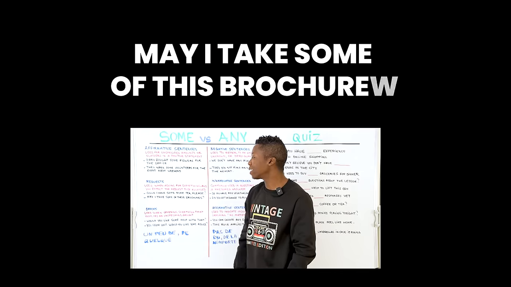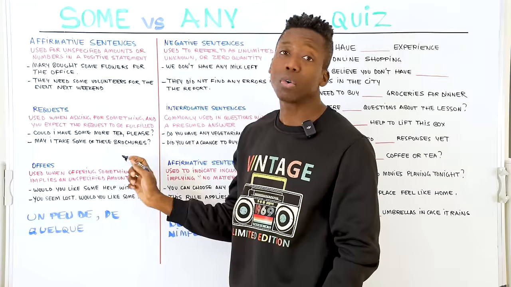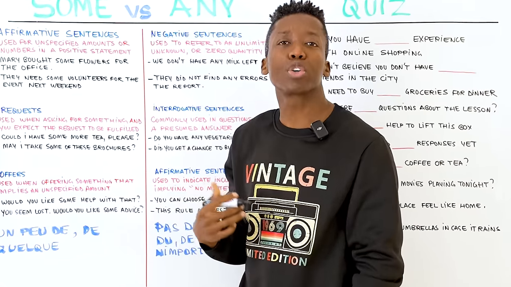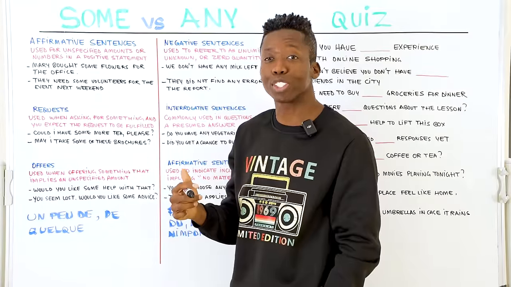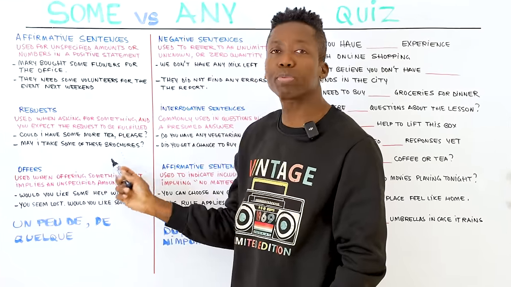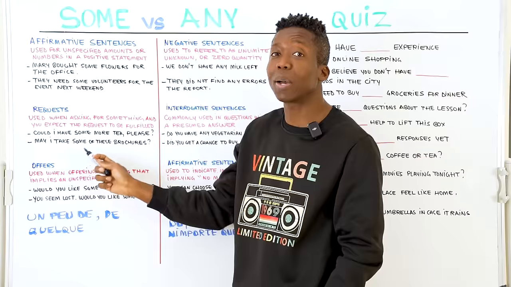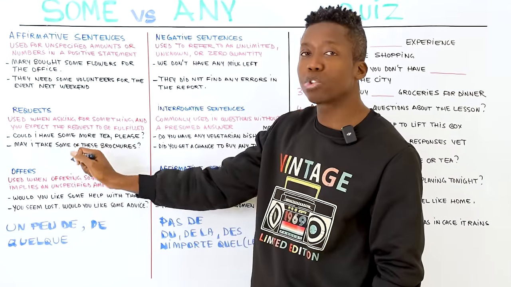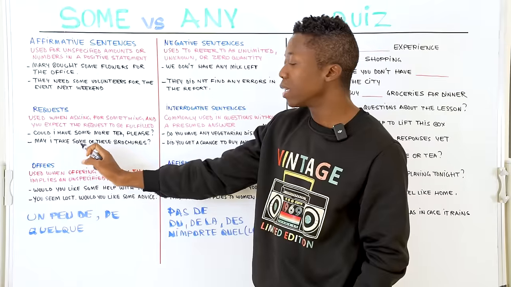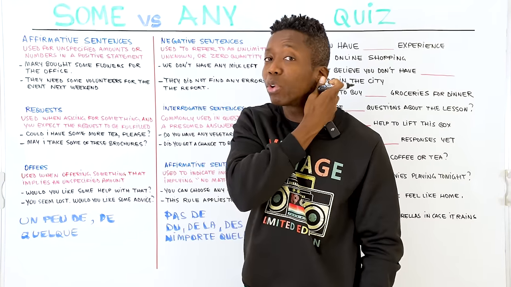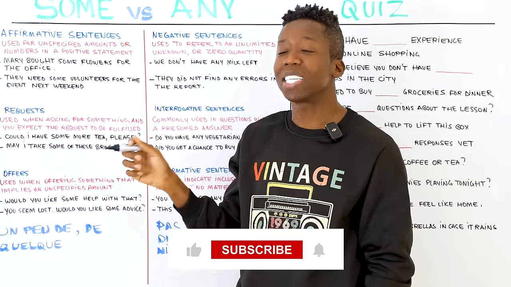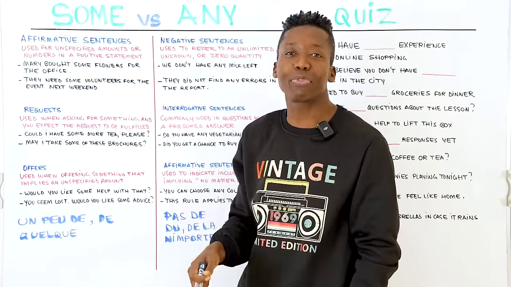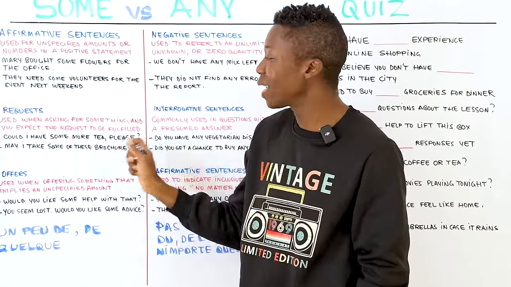May I take some of these brochures? Oh, ce mot-là n'est pas facile à prononcer. Brochures. In French, brochure. In English, brochures. All right? May I take some of these brochures? Oh, vous voyez comment j'ai prononcé some of these? Some of these. Ça, c'est la liaison et la réduction. Liaison, ici, some. Et réduction de of. Donc, j'ai pas dit some of. J'ai dit some of these. Pour pouvoir lire rapidement of these, j'ai dû abattre le F. OK? Donc, some of these brochures.